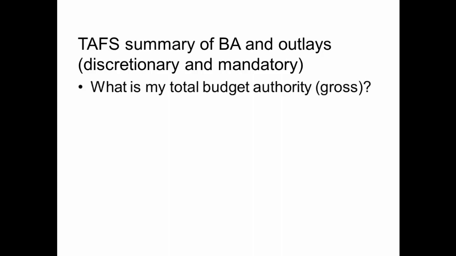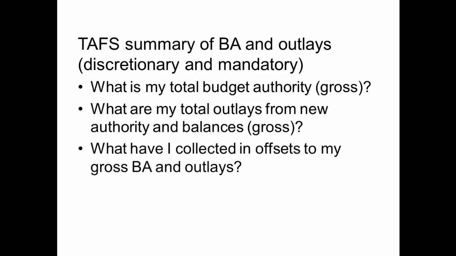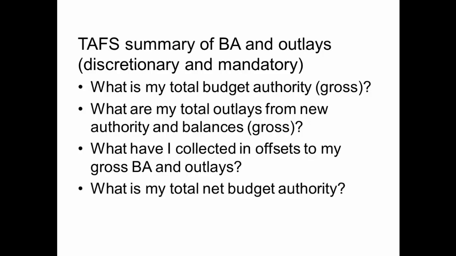First, it summarizes the total budget authority gross by adding all forms of budget authority, including offsetting collections. Then it totals the gross outlays from new authority and balances, including outlays from obligations made from spending authority from offsetting collections. Next, it summarizes all offsetting collections. Finally, this section summarizes the net budget authority and outlays, both discretionary and mandatory and total. Let's take a look.